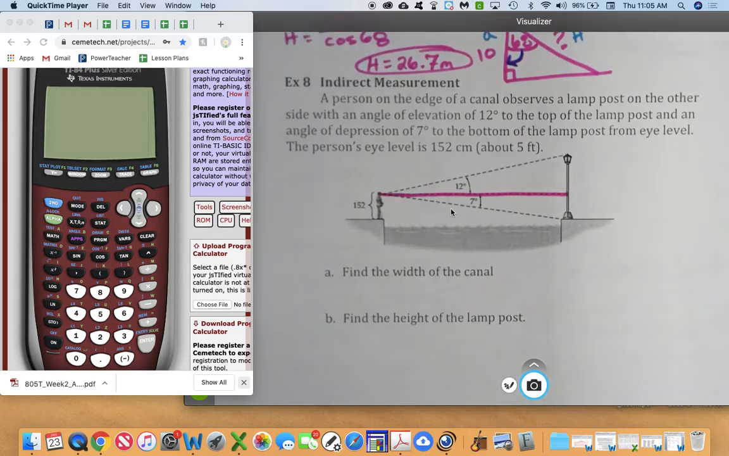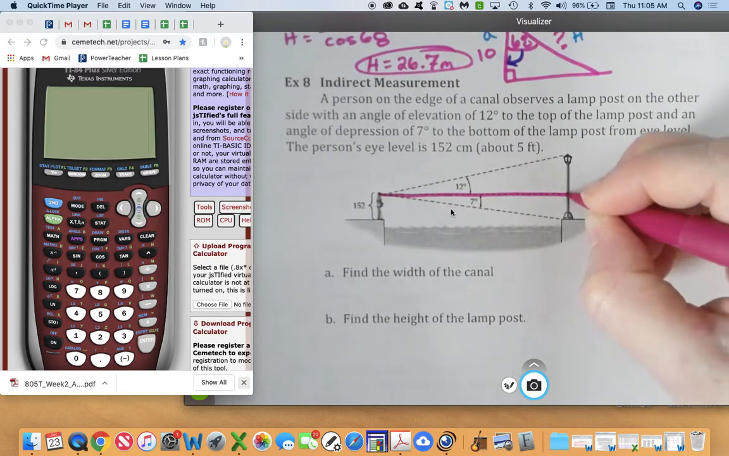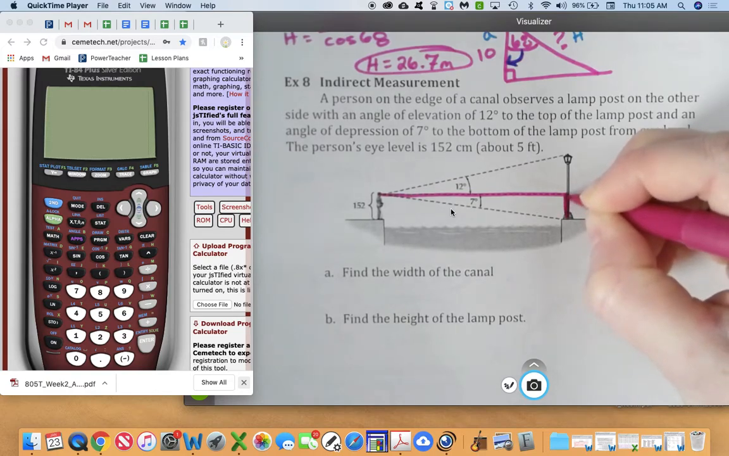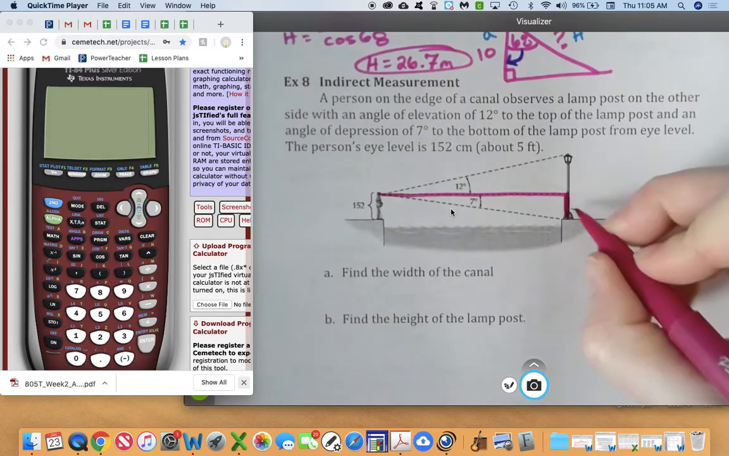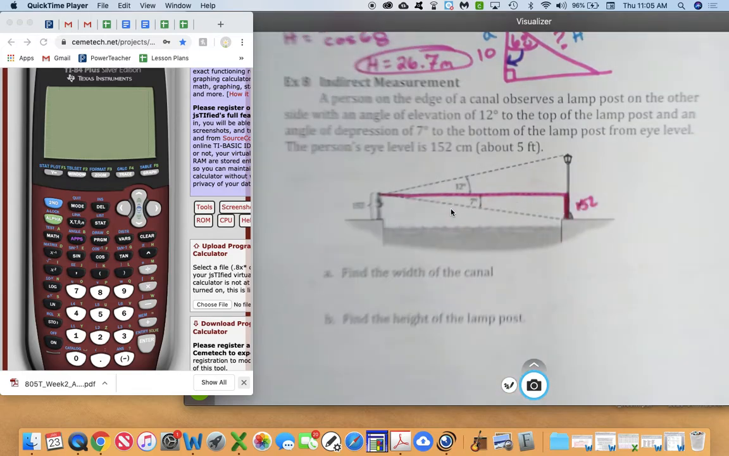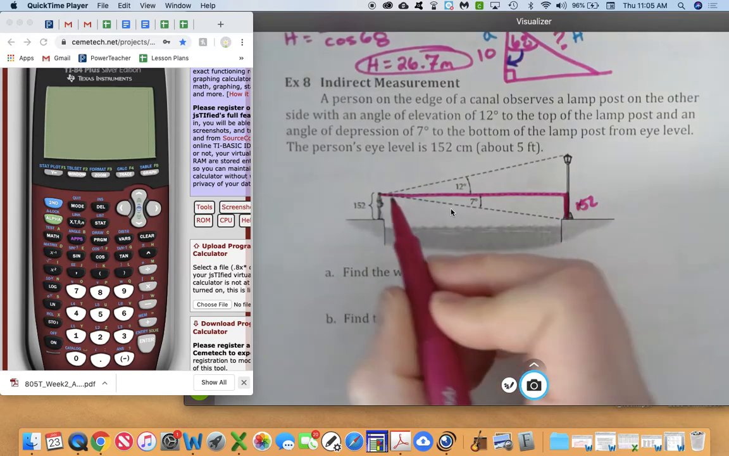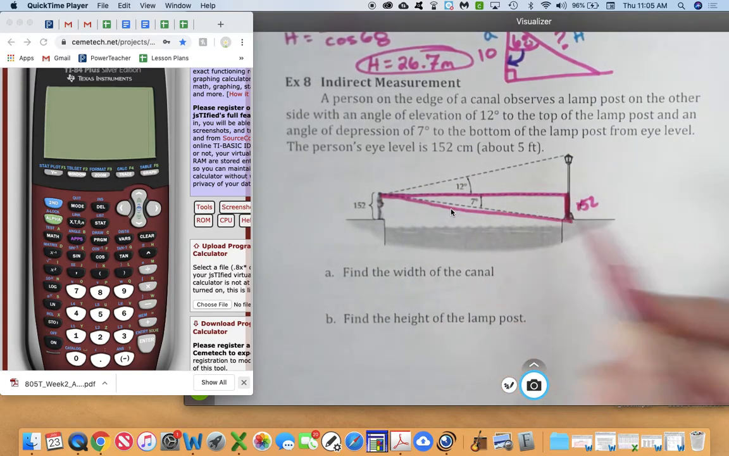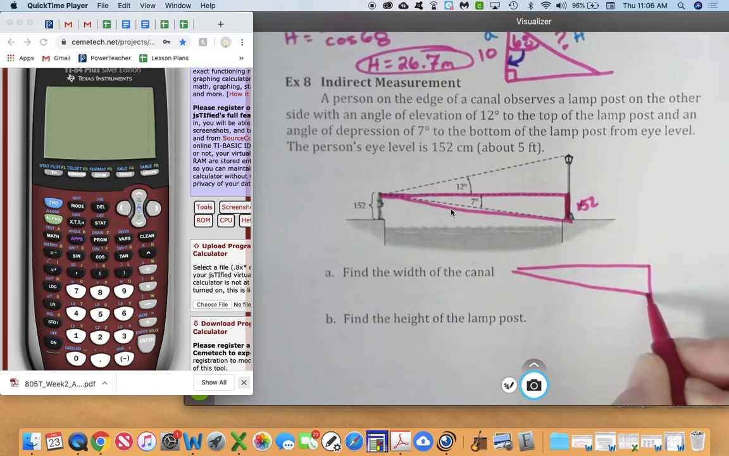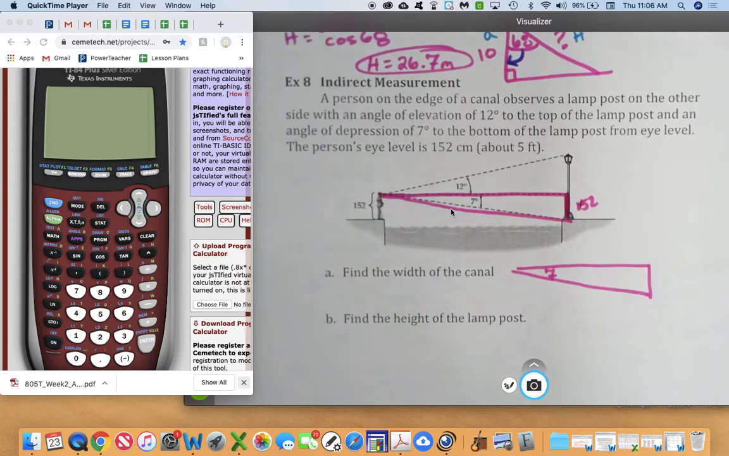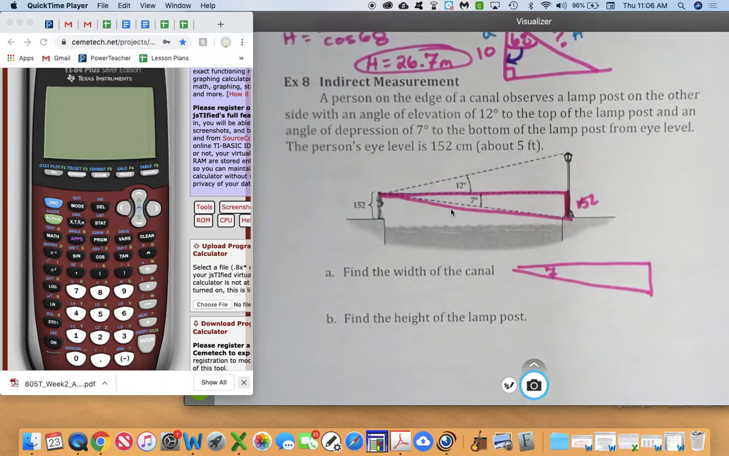The bottom triangle. I know from here to here is how big? 152, because it's the same as what he is over there. So I'm looking at this bottom triangle right here. Actually, 152 is the total the person can see from his eyeballs. It says the person's eye level is 152. They're not going from the top of his head. They are definitely going from his eyeball.